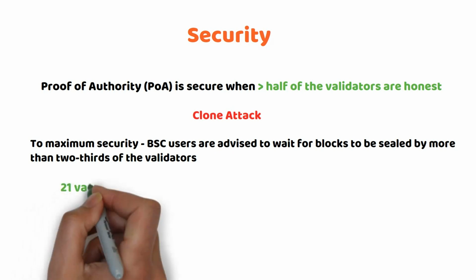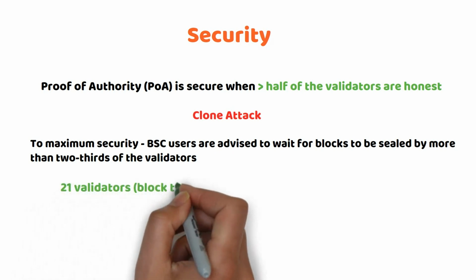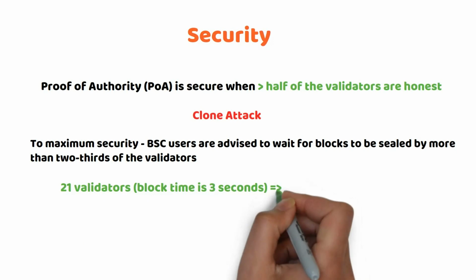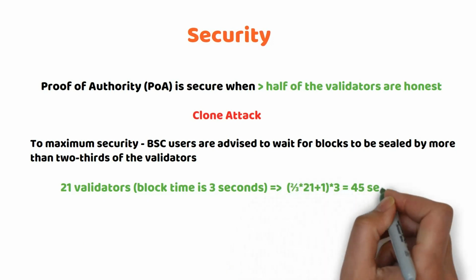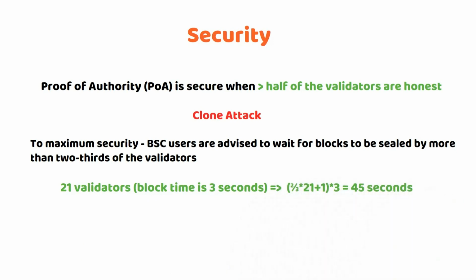For example, if there are 21 validators and a block time of 3 seconds, it would take 45 seconds to receive seals from at least 2/3 of them. Applications that require higher levels of security may need to wait for this level of confirmation.